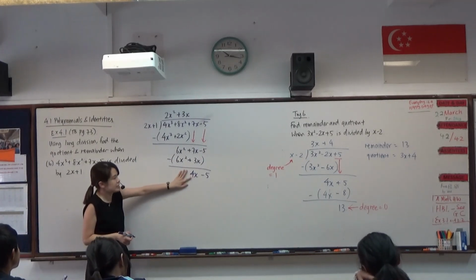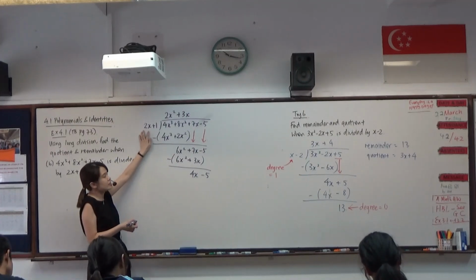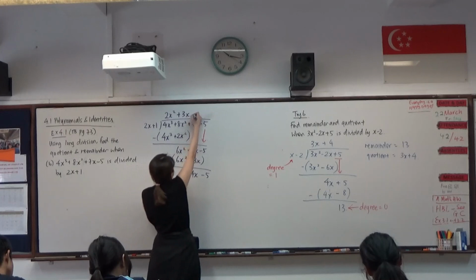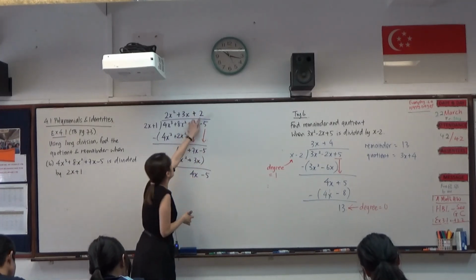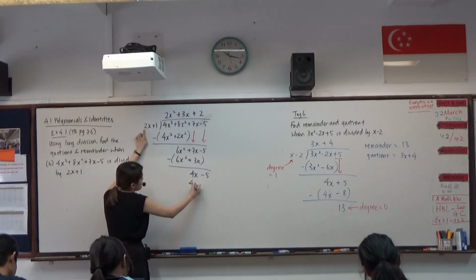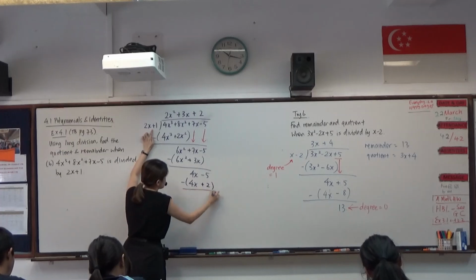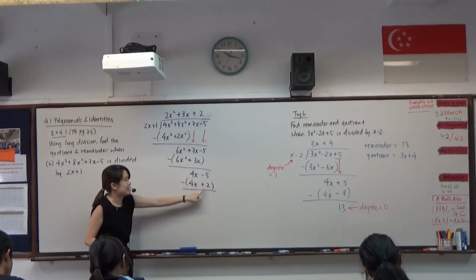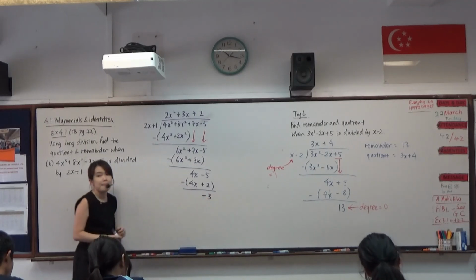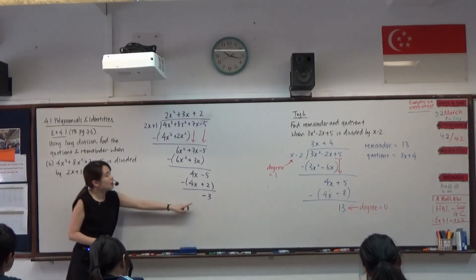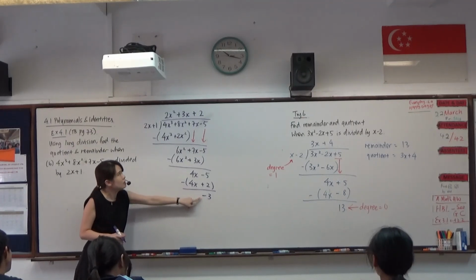The degree over here is 1. It is still not yet less than this degree. So I need to continue. I will need to plus a 2 over here. Okay? So 2 times 2x will give us a 4x. 2 times 1 will give us a plus 2. So minus 5 minus positive 2 will give us a negative 3. Okay? So therefore, we stop over here because the degree of this polynomial is now 0, which is less than 1.